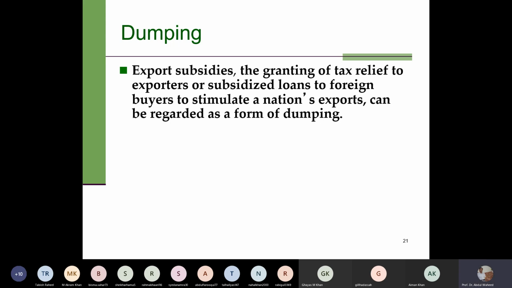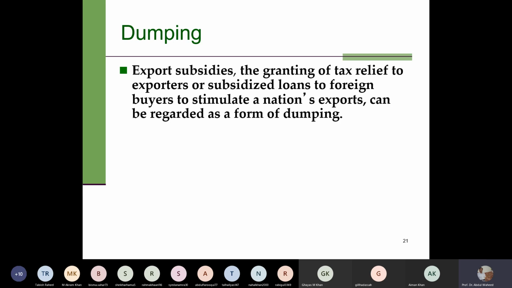Now, if there is no subsidy, then there will be a fair competition. If we are not getting any kind of subsidy and Indian farmers are not getting any subsidy, then there will be a fair competition in the international market.